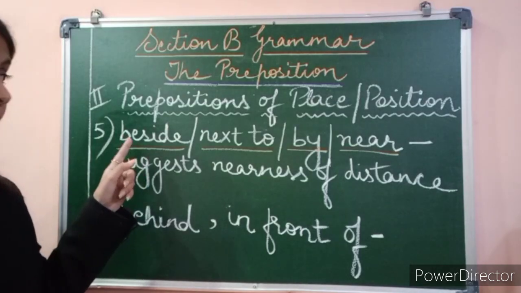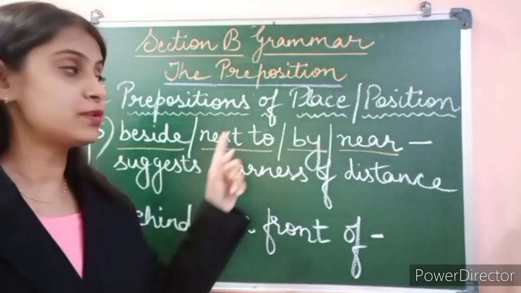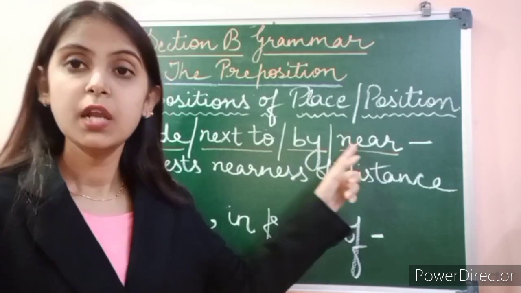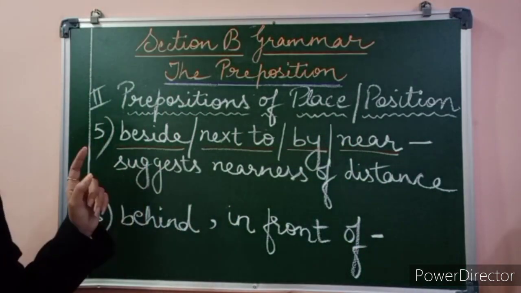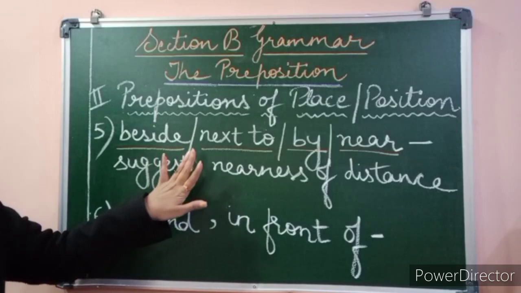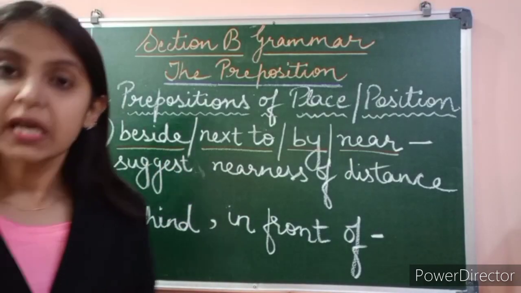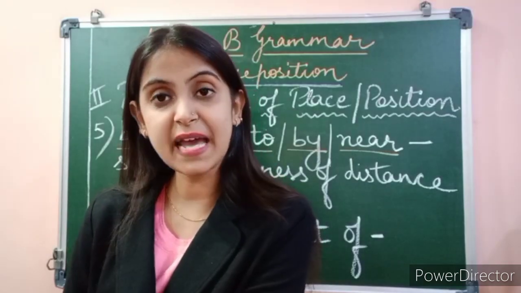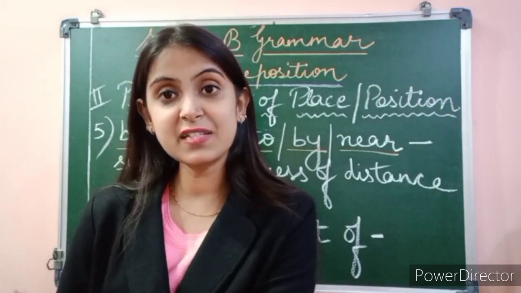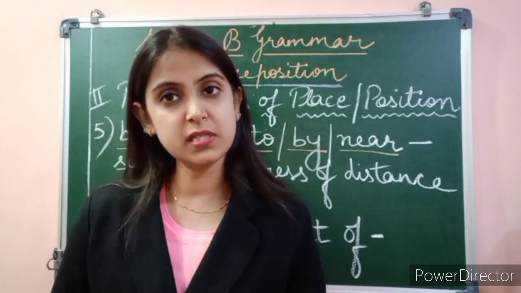The next preposition of place that we are going to learn is beside. Children, beside means next to. You can also say by or near. Now, what do these words suggest? These words suggest nearness of distance. Okay, like my brother is sitting beside me. Beside means next to me. It suggests nearness of distance.